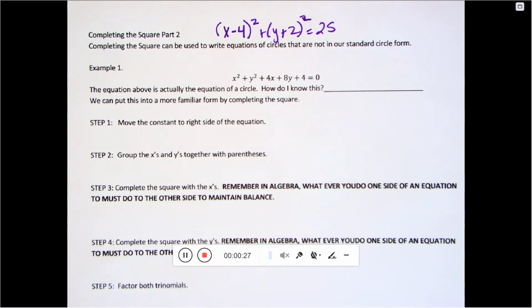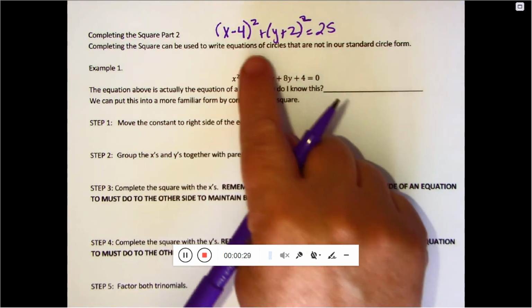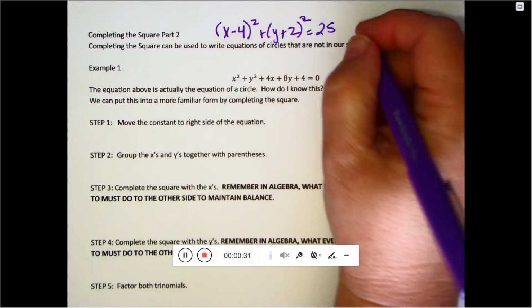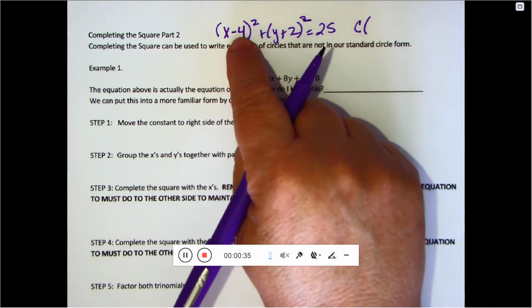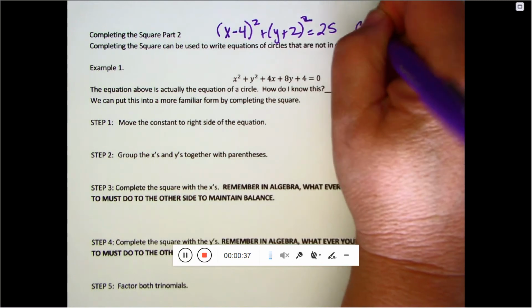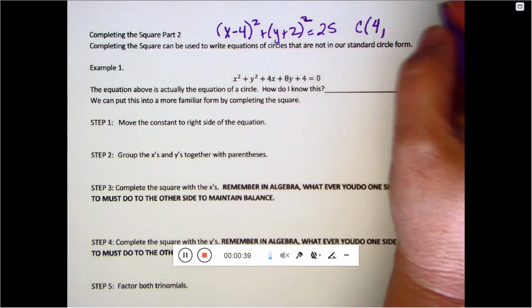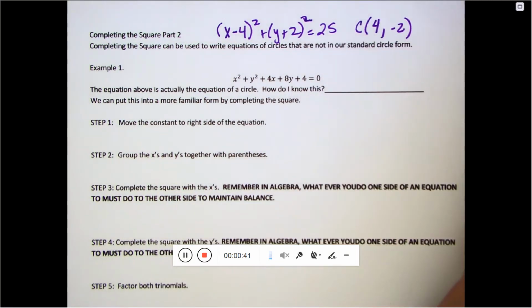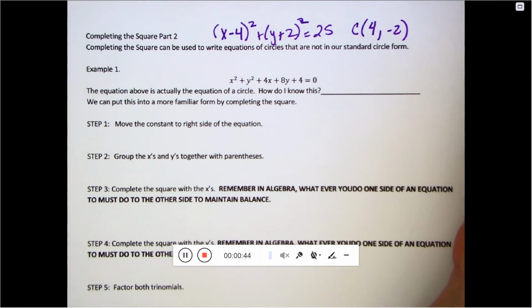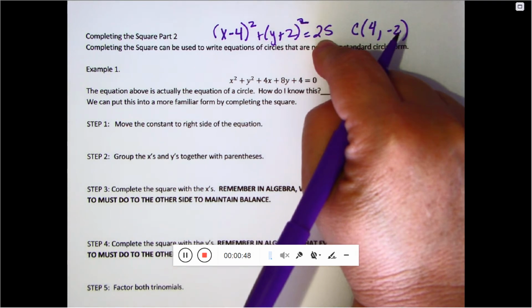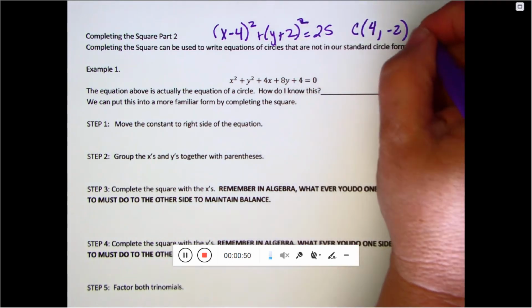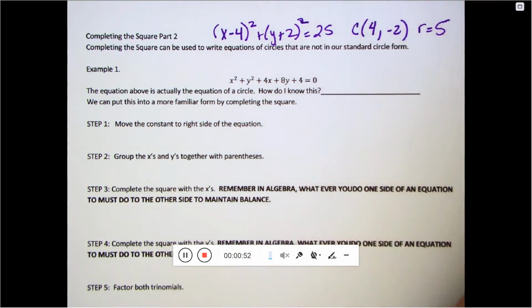So let's do a little review of the equation of a circle. Here's the equation of a circle. What is the center of this circle? Well, you take the opposite of that number, which is 4, and you take the opposite of that number, which is -2. So the center of this circle is (4, -2). Then you take the square root of that, and that's your radius. So the radius of the circle is 5.